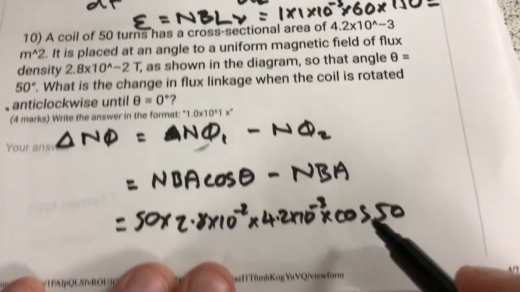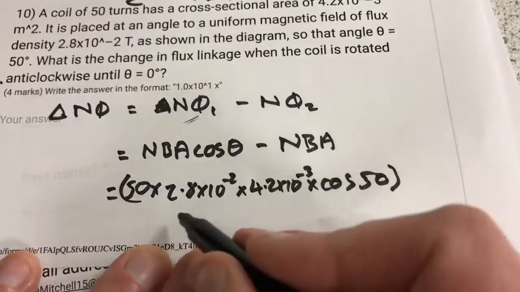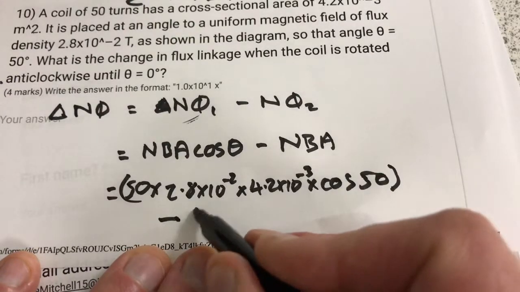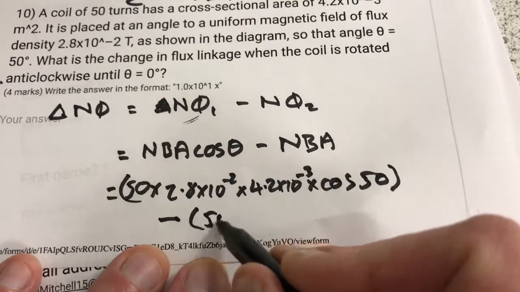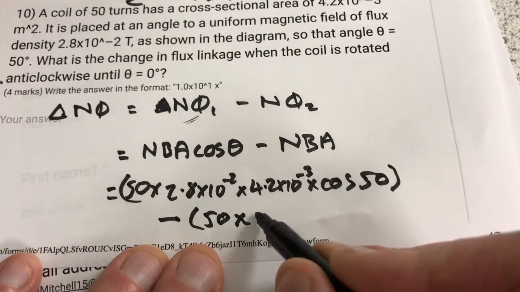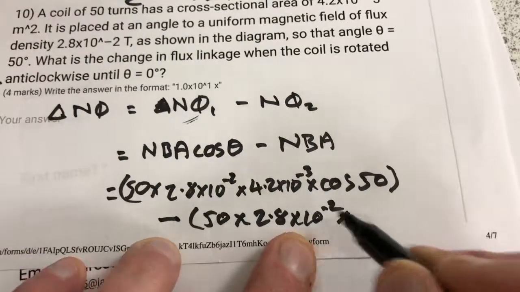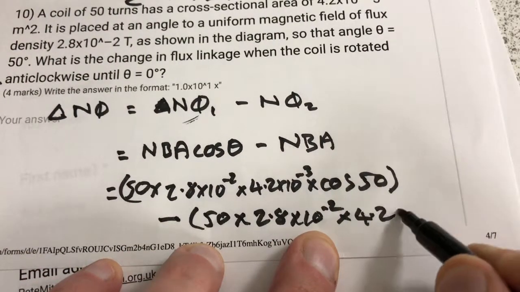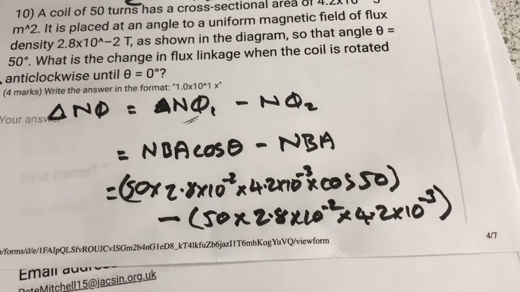Make sure your calculator is set to degrees and not radians. All of that, and I'm going to subtract from that NBA without any funny business on the end. So that's going to be 50 times 2.8 times 10 to the minus 2 times 4.2 times 10 to the minus 3, and then that should give you the correct answer.